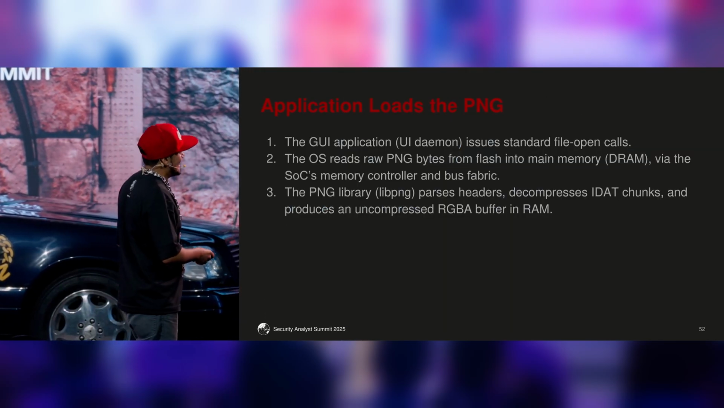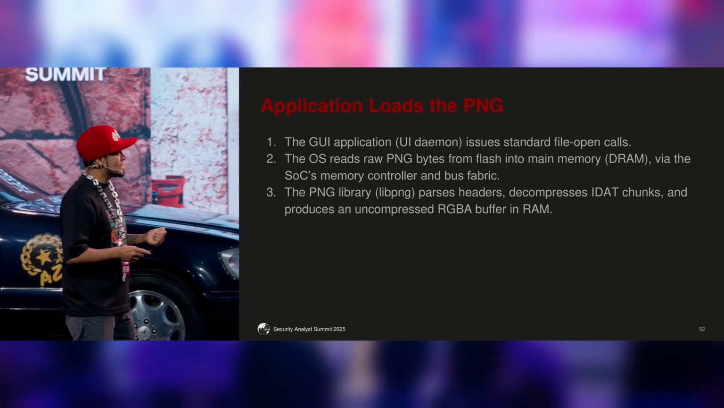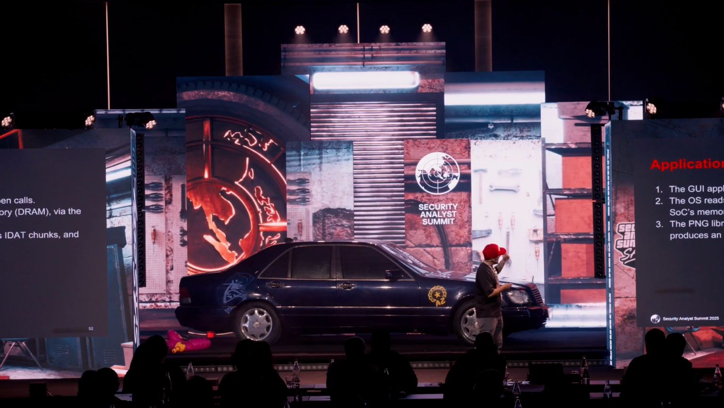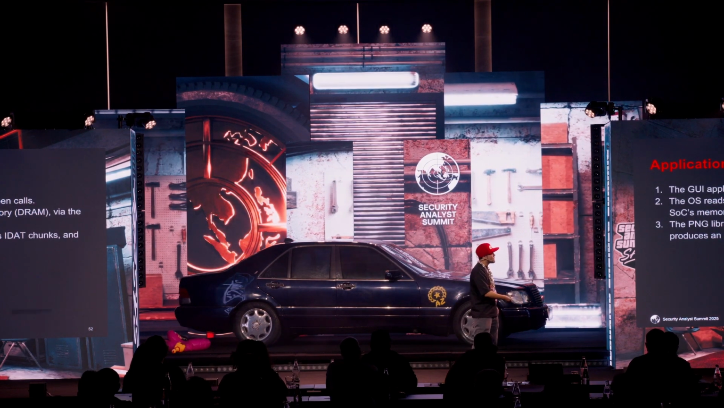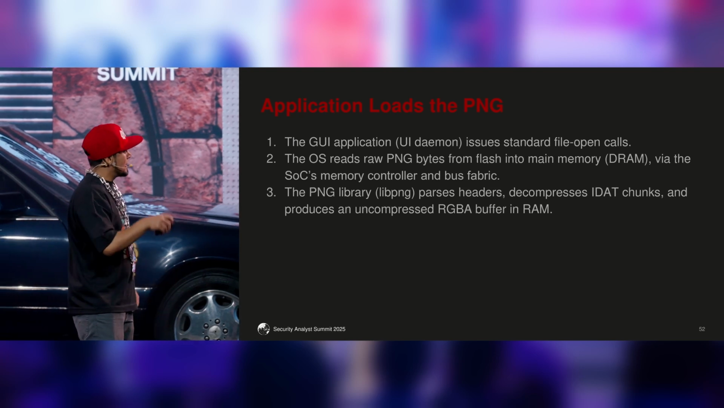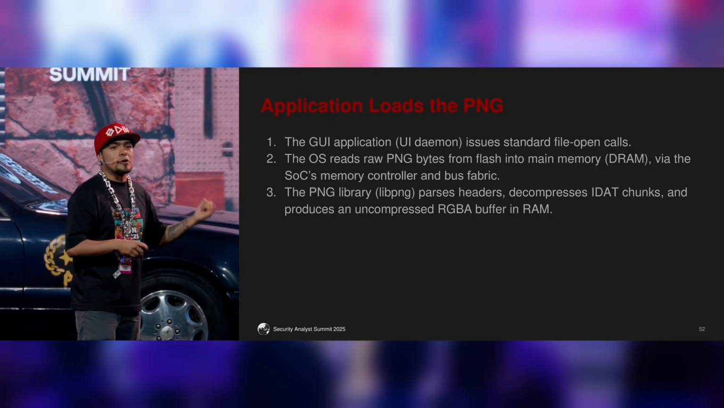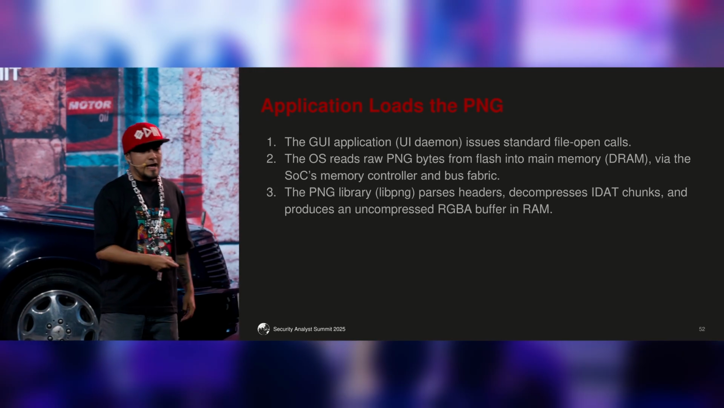If we check in the tag, the UI demo application issues a standard file open call through the operating system. The operating system reads the raw PNG bytes from the flash into the main memory, the DRAM that I showed previously on the board, in the electronic components of the hardware, via the system-on-chip memory controller and bootloader. And the PNG library parses the headers and the compressed data chunks, and produces an uncompressed RGBA buffer.